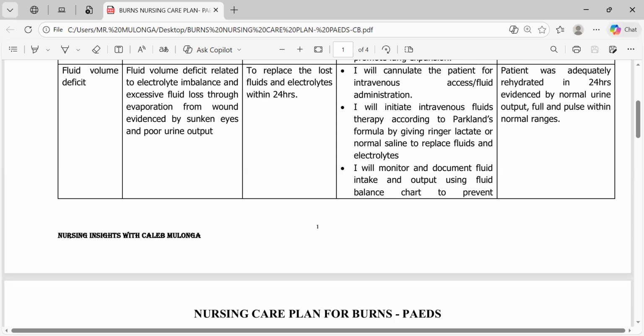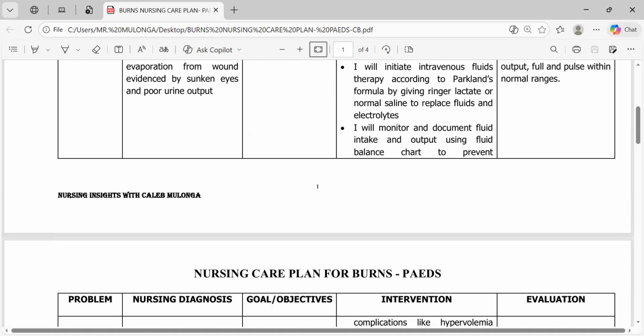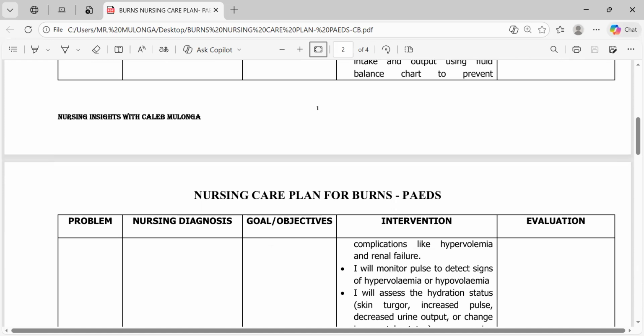Number three, I will monitor and document fluid intake and output using a fluid balance chart to prevent overhydration, or you can say to prevent complications such as hypovolemia and renal failure. So both are okay.